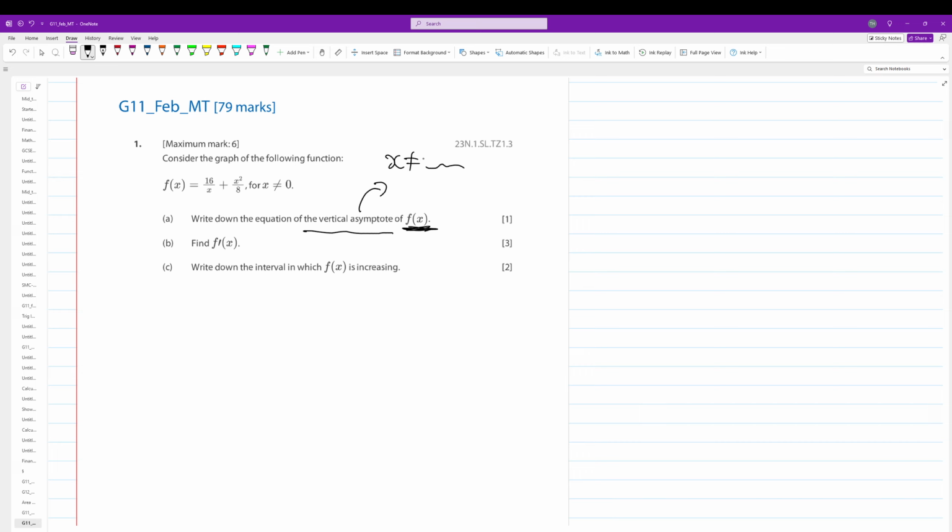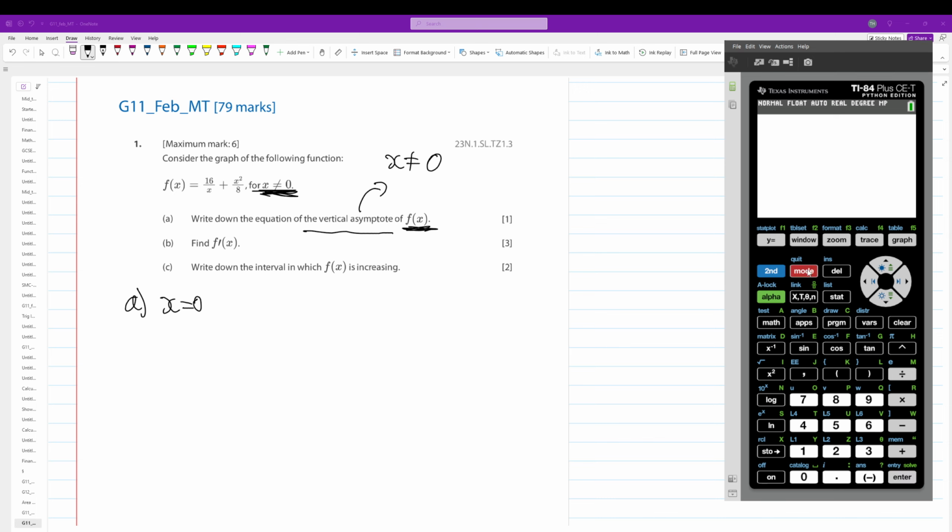Therefore, I need to find what x can't be. There's a reason this is 1 mark. It's because it's given to me. X can't be 0. So if x can't be 0, then my vertical asymptote is where x is 0, because where x is 0 is a point where this will never ever meet.